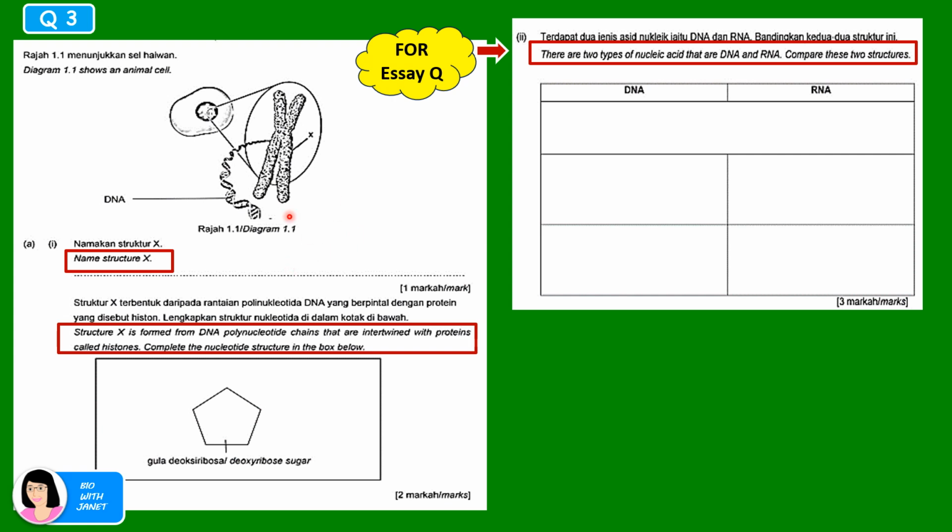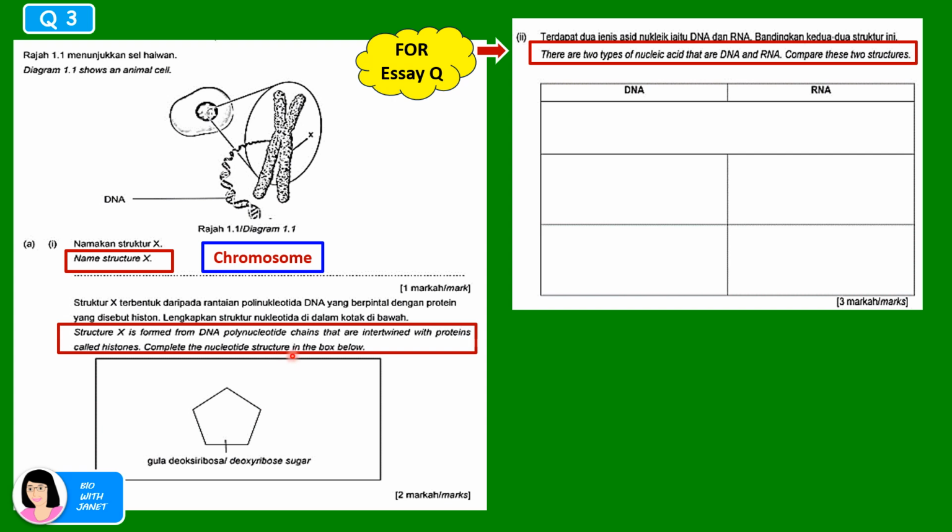All right, let's look at the answers. Now, name structure X. What is structure X? It's an X-shaped structure, right? It's called the chromosome, right? Now, next, structure X is formed from DNA polynucleotide chains that are intertwined with proteins called histones.